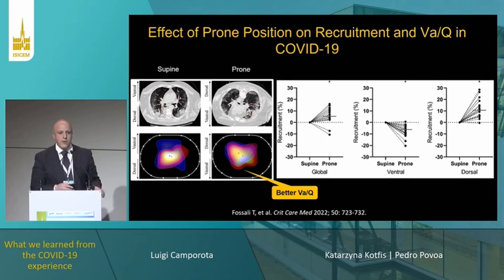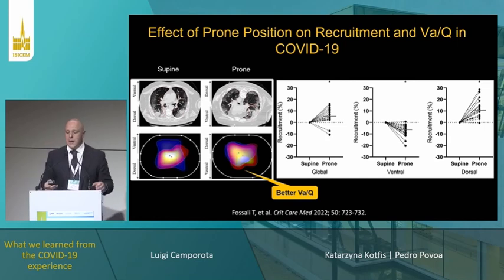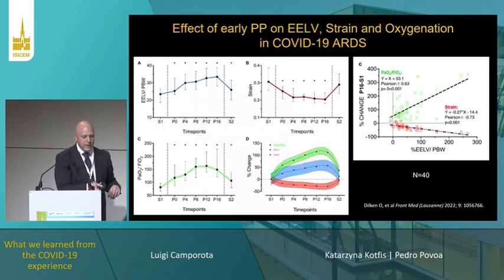But what is more important, if you see these two maps, the blue and the red map, you can see there is a discrepancy in supine position. There is more ventilation than perfusion, so in other words, dead space, and that has been normalized in prone position. Again, this is in COVID-19.